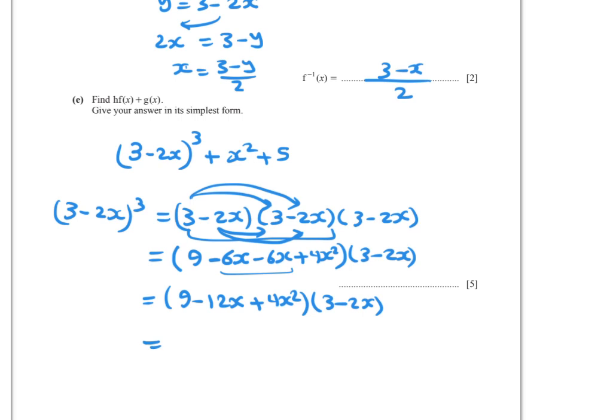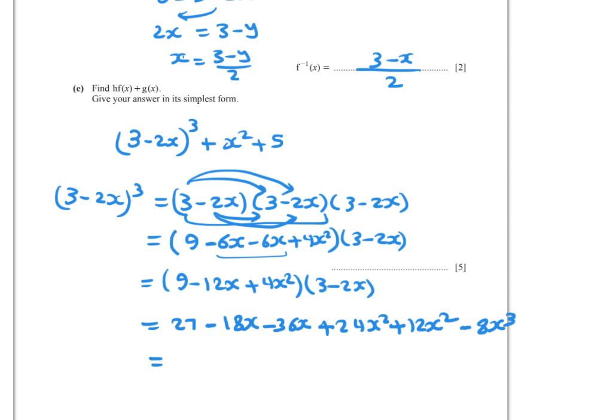Now multiply 9 by all. 9 times 3, 27. 9 times negative 2x, negative 18x. Now negative 12x times 3 and negative 12x times negative 2x. Negative 12x times 3, negative 36x. Negative 12x times negative 2x, positive 24x squared. Now 4x squared times 3 and 4x squared times negative 2x. 4x squared times 3 is 12x squared. And 4x squared times negative 2x, negative 8x to the power 3.